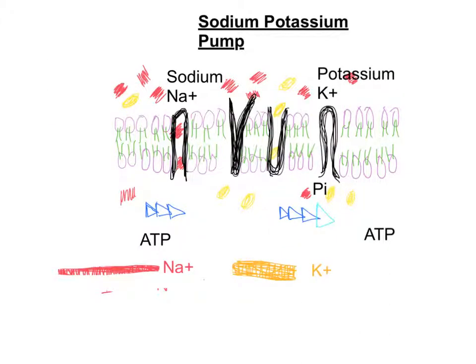This pump transports Na ions out of the cell and K ions into the cell. This keeps the intracellular concentration of Na low compared to outside, and the intracellular concentration of K high. The pump is driven by hydrolysis of ATP. It uses about 30% of the energy available to any one animal cell.